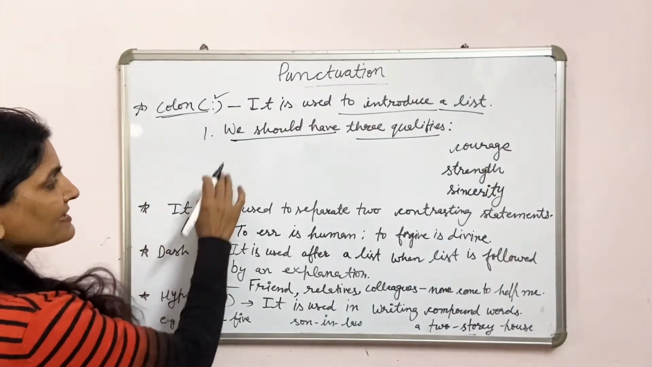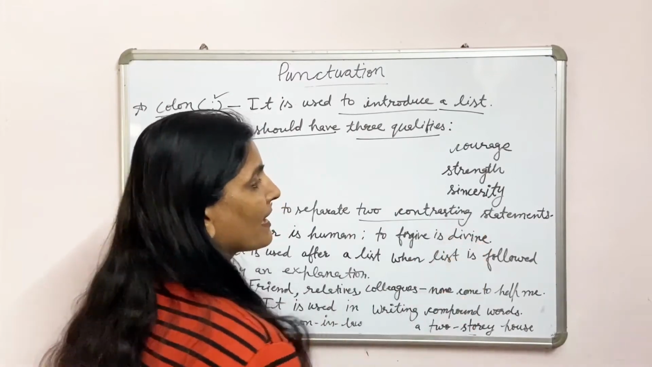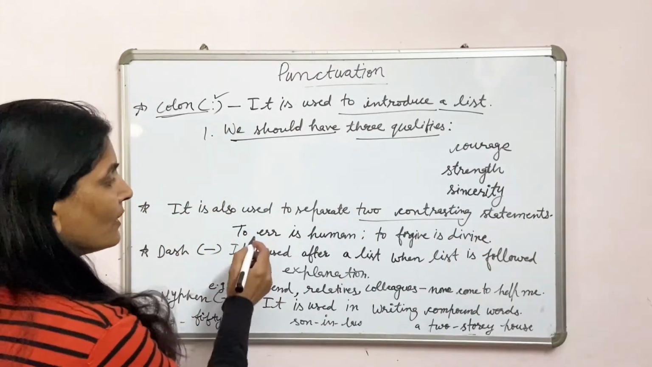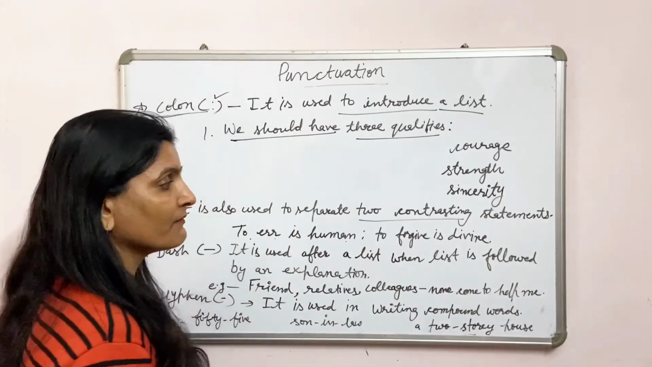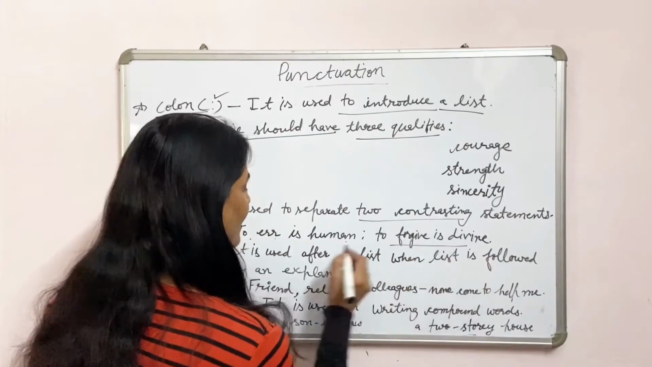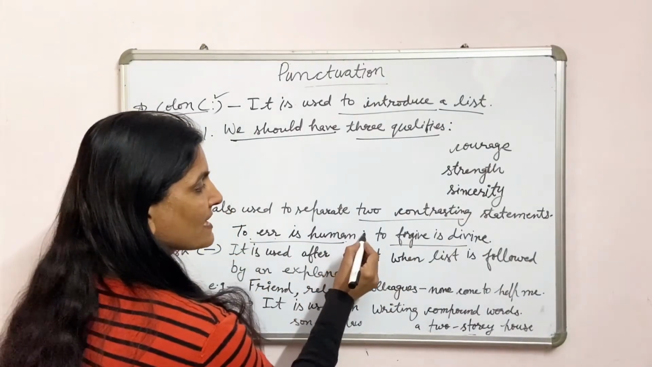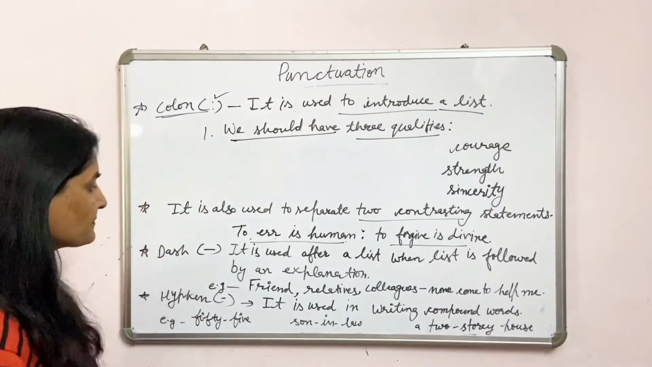Now let us see the next. It is also used to separate 2 contrasting statements, meaning 2 opposite statements. To err is human: to forgive is divine. Here these are 2 contrasting or opposite statements, and we have separated these statements by a colon.